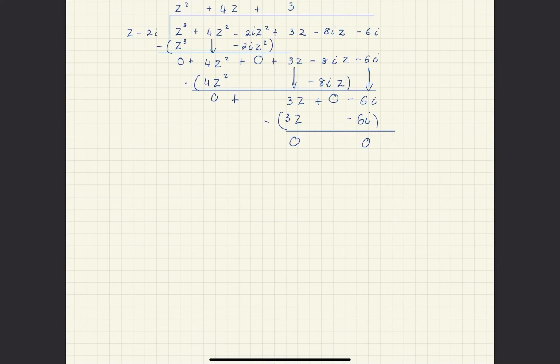So therefore, the other factor is z squared plus 4z plus 3. Okay, that's a fairly large factor. Would be quite nice if we could perhaps factorize that even further. Can we factorize that even further?